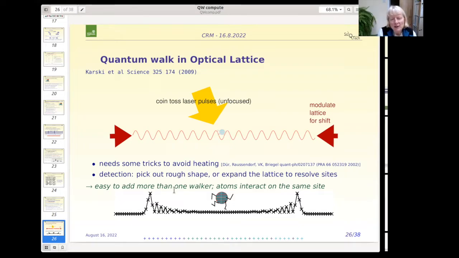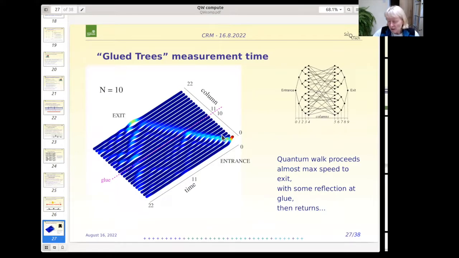And you can see it's easy to have multiple walkers, and the atoms can interact in the same site. If you put 2 in one patch, the energy is different than only having 1 there. So that's your interaction. So that's how you would build a quantum cellular automata that will make an efficient quantum computer. So now I'm going to briefly mention a few more less commonly known computing applications of quantum walks.